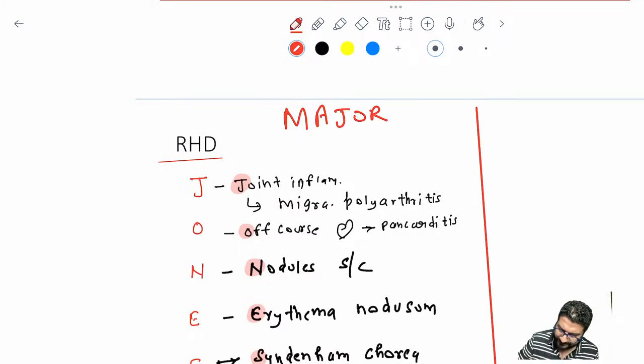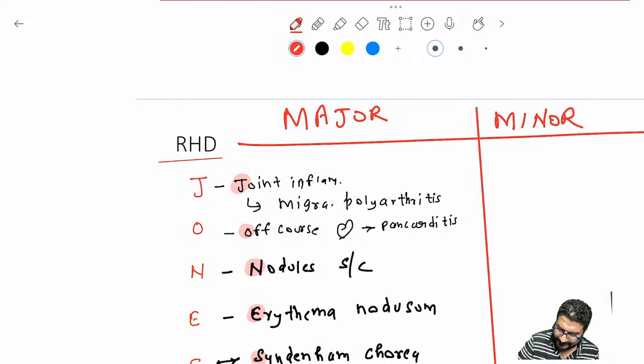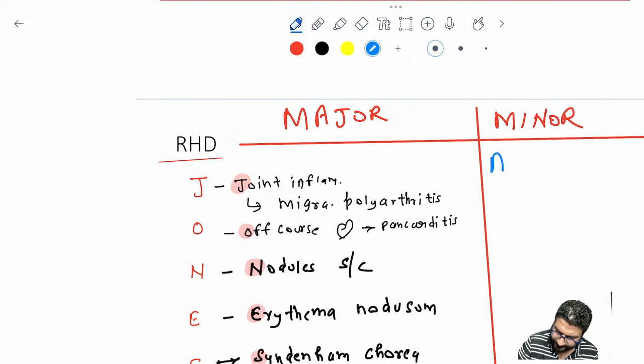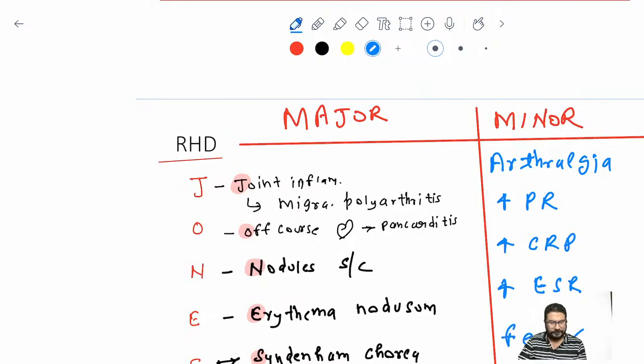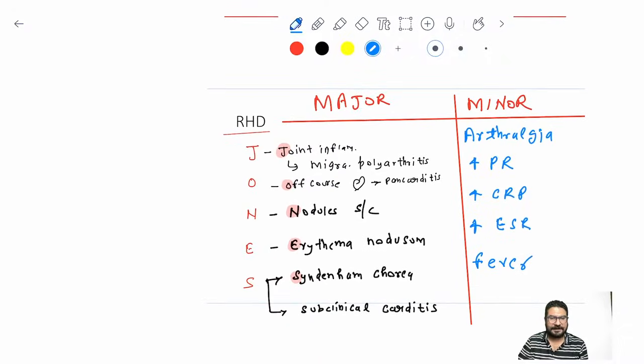Now coming to minor. Coming to minor, what we have, understand, arthralgia. Arthralgia means joint pain is minor. Look, joint inflammation is major. Increase in PR interval in ECG, increase in C reactive protein, increase in ESR, and by name fever is there, but fever is minor. So these are minor. So generally in exam they ask you, all are major except, or all are minor except. So this is about your rheumatic heart disease.